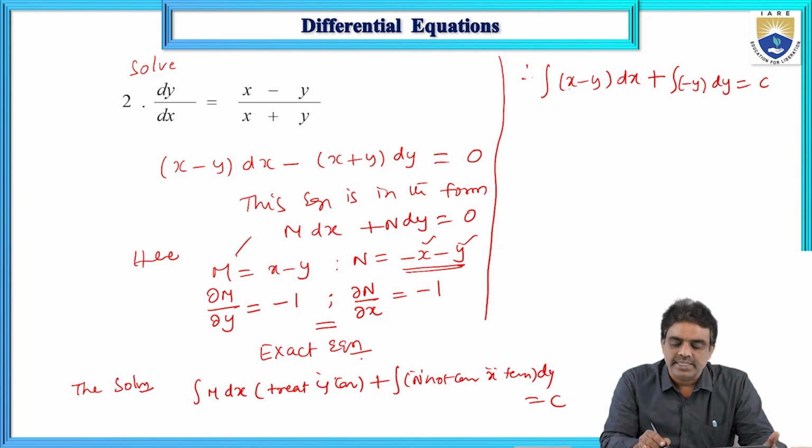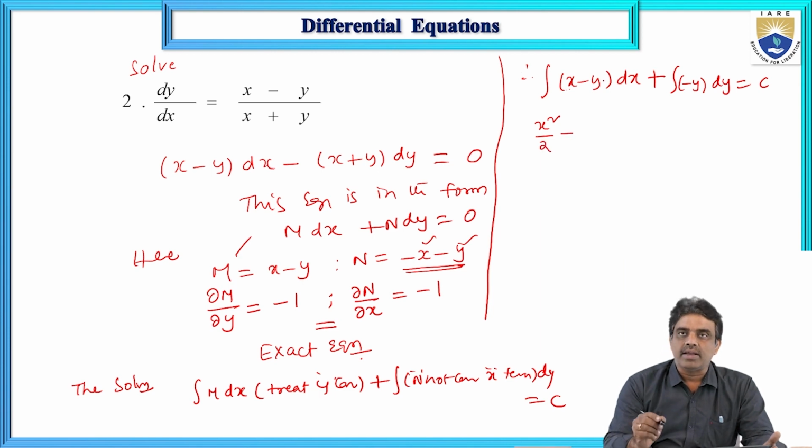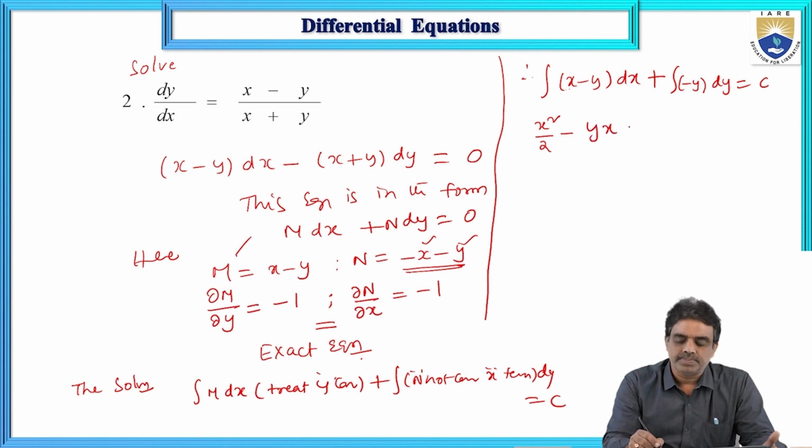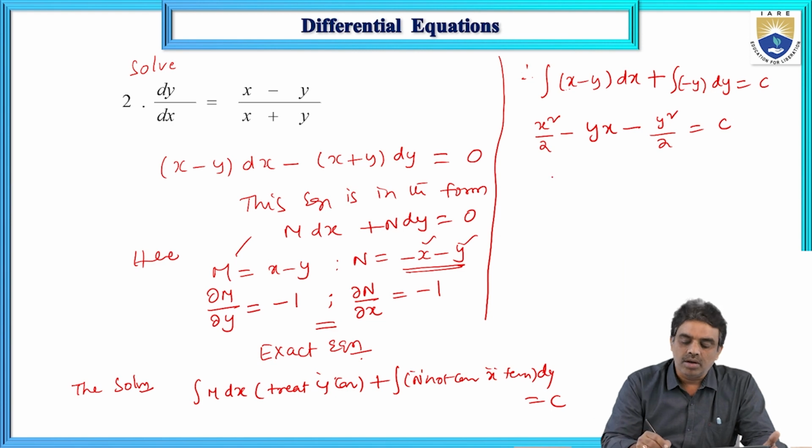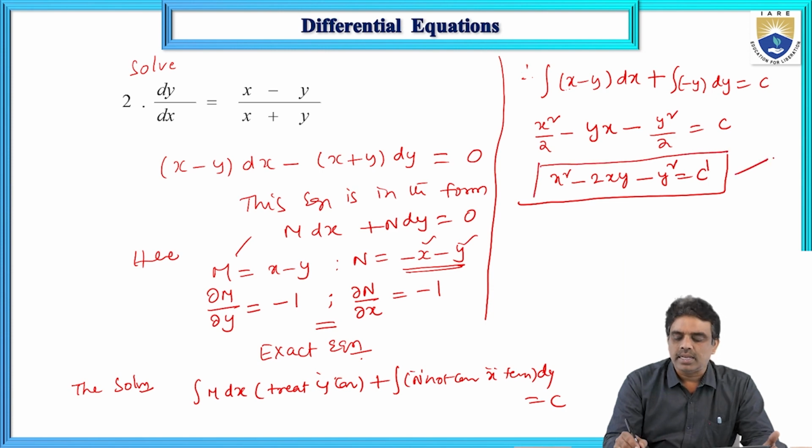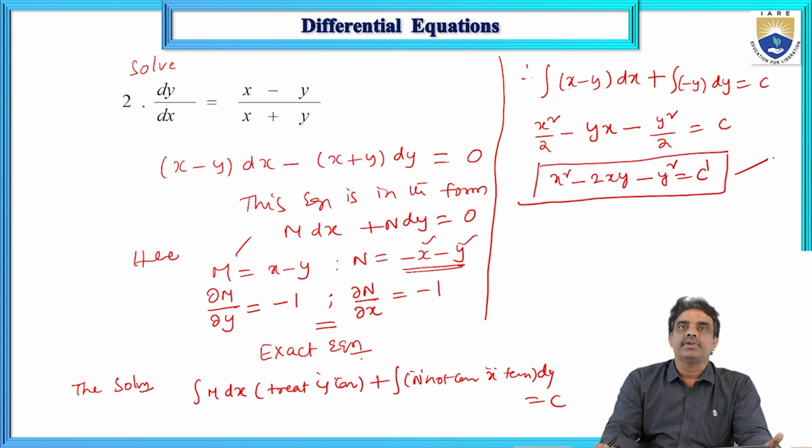Now integrate the first term with respect to x, treating y as constant. First, integral x dx is x square by 2. Treating y as constant, y times integral dx gives y into x, minus integral y dy, that is y square by 2, is equal to c. Or I can write it as x square minus 2xy minus y square is equal to c dash, writing c dash on the right side, which is the required solution of the given differential equation.